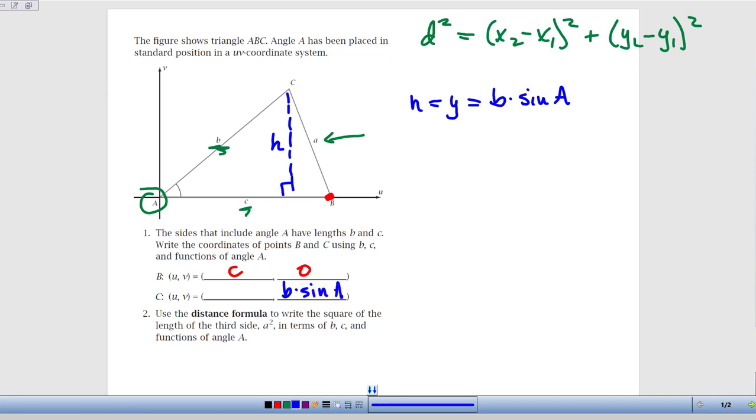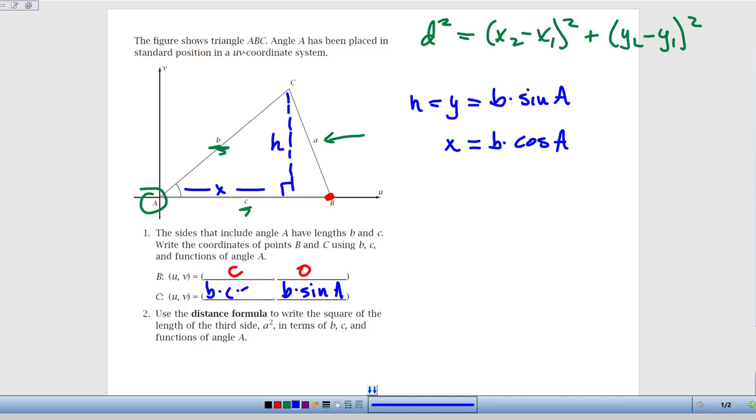Now the x coordinate is not the length C, because we're not going all the way that horizontal distance like we did to get to the point B. Instead, if we call this distance right here x, then x is going to equal B times the cosine of A. We know that because, if we work backwards a little bit, cosine of angle A is adjacent over hypotenuse, which is that horizontal distance x over B. So if we multiply both sides by B, we get x equals B times the cosine of A.